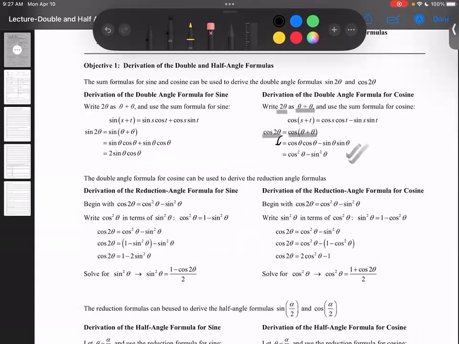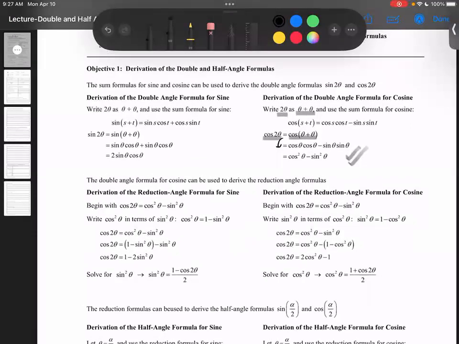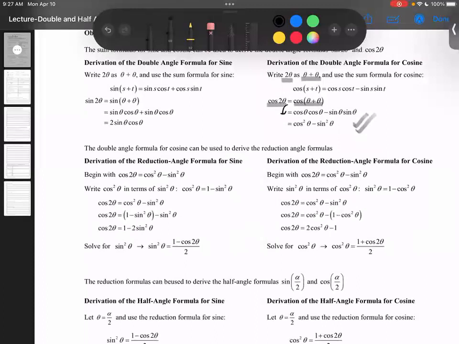Let's derive the reduction formula. Reduction doesn't mean half angle. Reduction means you go from square to, you go from second degree to the first degree, right? So you reduce your degree, hence reduction. So we just derived cosine 2 theta equals cosine squared theta minus sine squared theta. Let's derive another one. The first line, I just rewrite the formula. Now, cosine squared theta, according to the Pythagorean theorem, is equal to 1 minus sine squared theta, right?